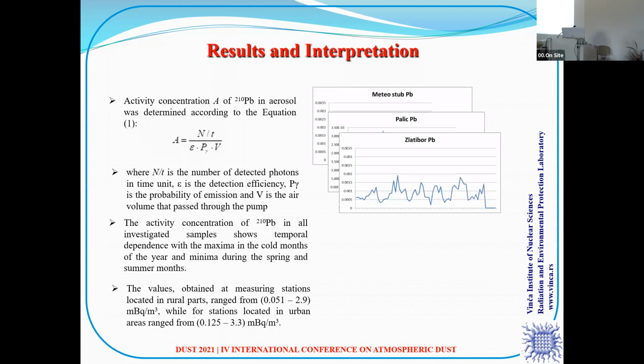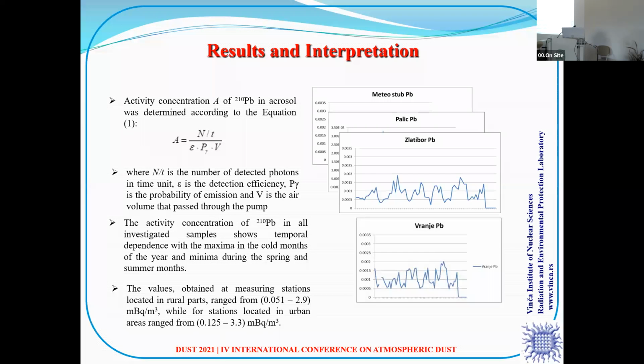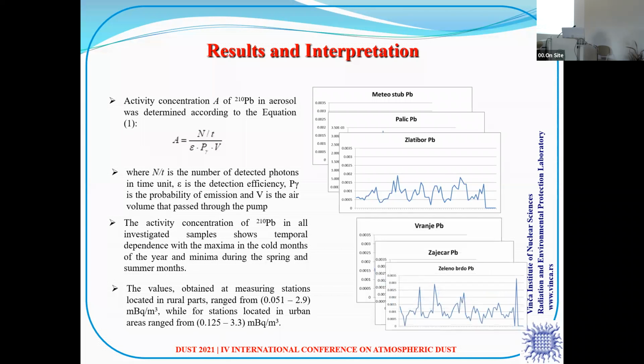On these graphs, the first group represents results obtained at rural areas: the meteorological station at the Institute, Palić and Zlatibor. There were some outliers at Palić that are probably caused by the prevailing winds in the Vojvodina plain that are carrying sand from Deliblatska Peščara. On the second group of graphs, we can see the results obtained at urban locations of the cities Vranje, Zaječar, and Belgrade station Zeleno Brdo.